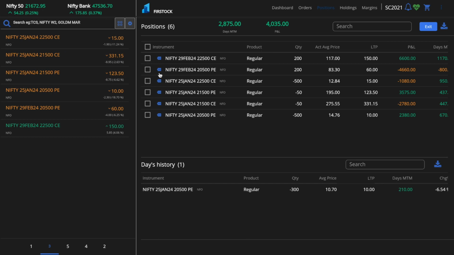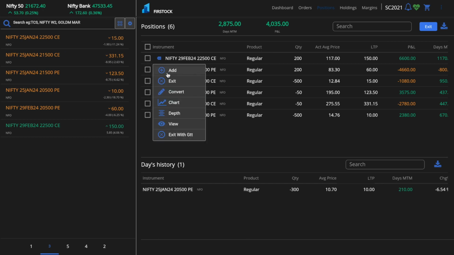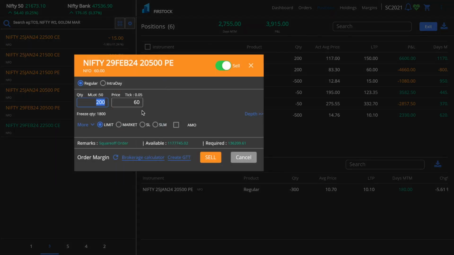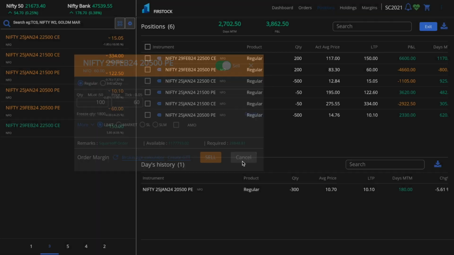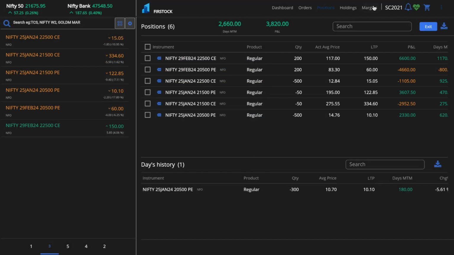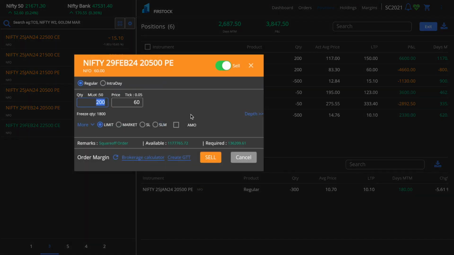I think at the lower end, February PE is going to benefit us anyhow. I think we can just go ahead and exit this. So 100 lots we can exit this, and we can go ahead and check this. I think we can exit this completely, and it's not benefiting us in any way. So 20,500 February is exited.